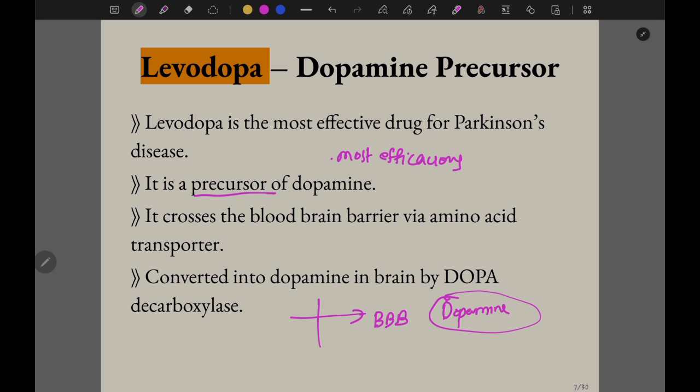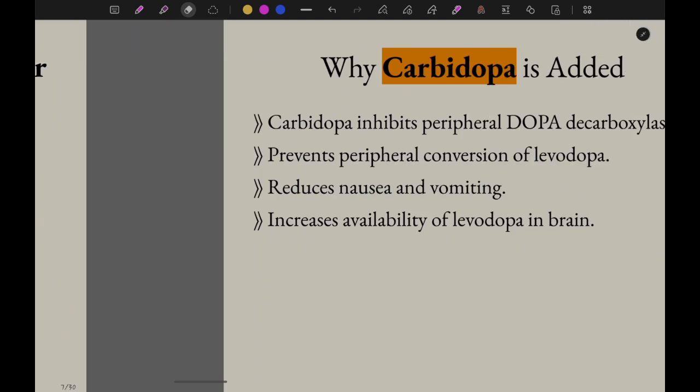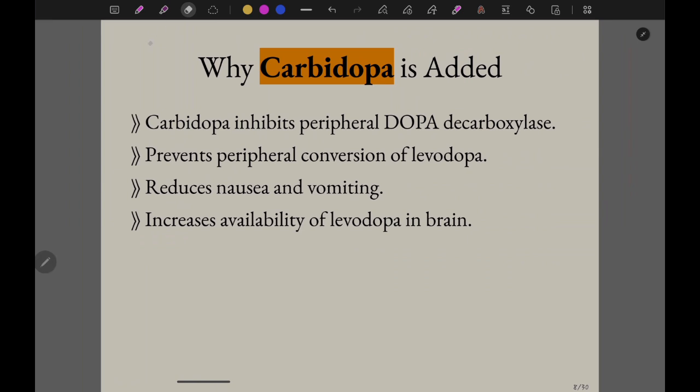That's why we are giving levodopa, and it crosses the blood-brain barrier via the amino acid transporter. It is also absorbed from the intestine by the amino acid transporter, which has a significance that we will discuss. It is converted into dopamine by the dopa decarboxylase enzyme. And why is carbidopa given? Levodopa is never given alone.